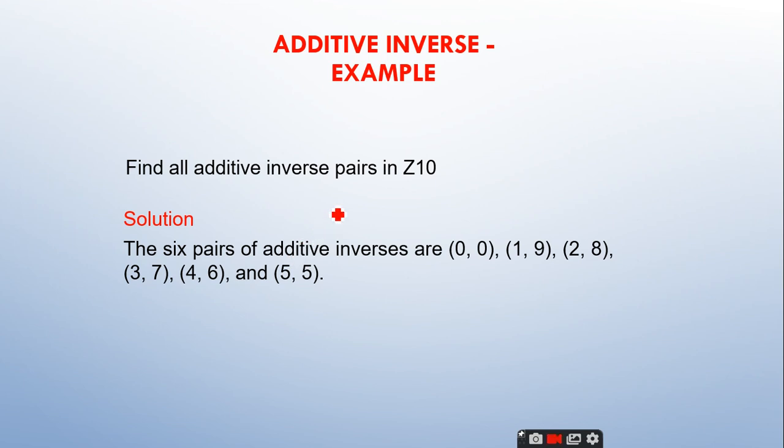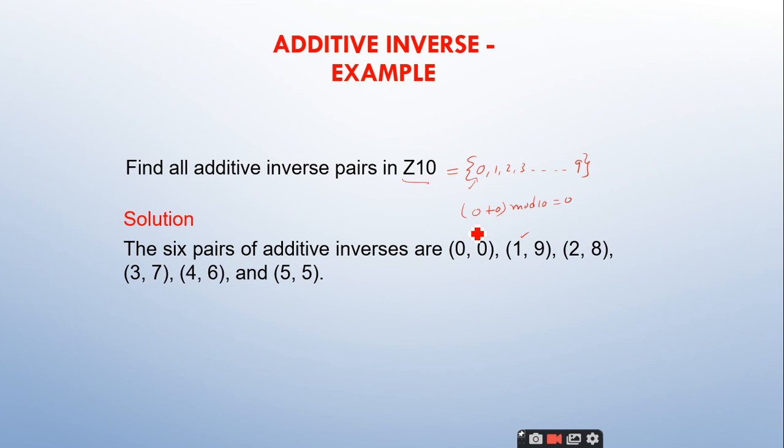And for example, if I take Z10, what are the values that are present in Z10? These are the integer values which are less than 10. So it starts with 0, 1, 2 and so on up to 9. So how many additive inverses are there? Out of all these, how many additive inverses are there? We can simply say that 0 has an additive inverse. Additive means you have to consider only the addition operation. 0 + 0 mod 10, what is the value? It is 0.